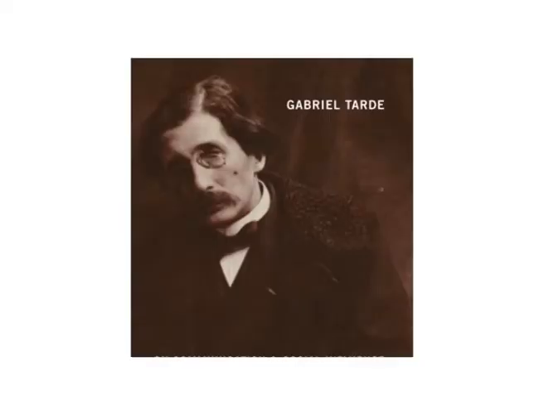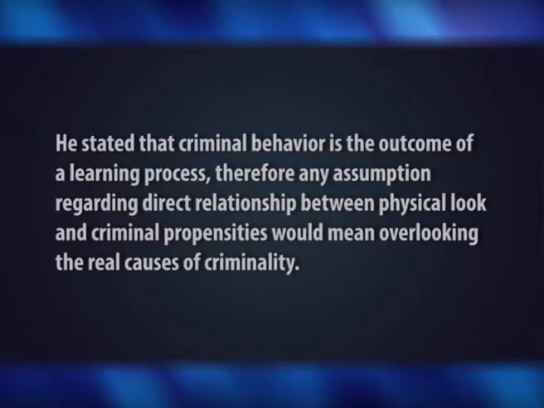Gabriel de Tarde, the renowned French social psychologist and criminologist, criticized Lombroso's anthropometric measurements, on which he formulated his theory of criminal behavior, and stated a social explanation of crime. He stated that criminal behavior is the outcome of a learning process. Therefore, any assumption regarding a direct relationship between physical look and criminal propensities would mean overlooking the real causes of criminality. He also criticized the suggestion of phrenologists who tried to establish a correlation between the skull, brain and the social behavior of a person.